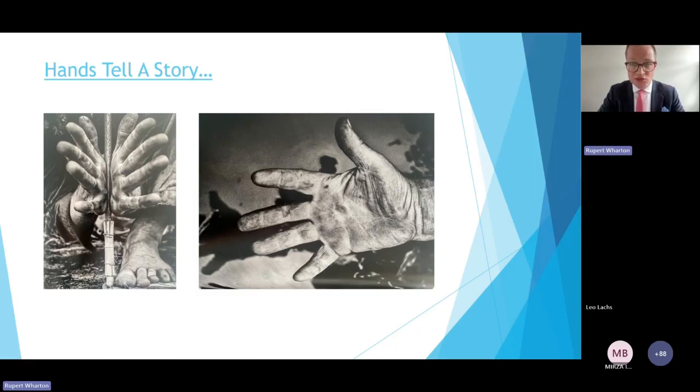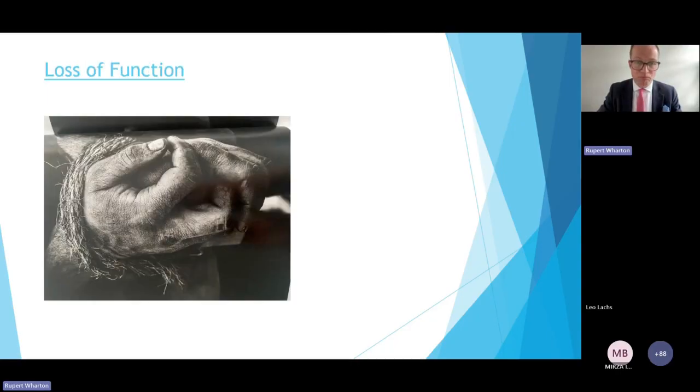Every hand tells a story. And in the image on the left, you're seeing somebody who's able to use their hands in a skillful manner to provide food for their family. And in the image on the right, you're seeing somebody who's worked a lifetime as a coal miner and whose superficial layers of the hand have become stained by the material that they work with. And so in a medico-legal assessment, these observations of the state of the hand become important because they tell us a little bit about what a claimant is able to do at the current time.